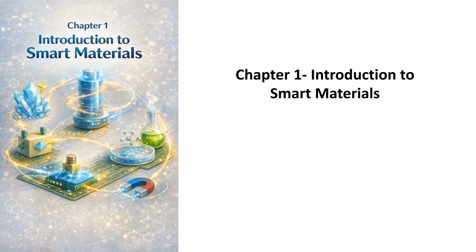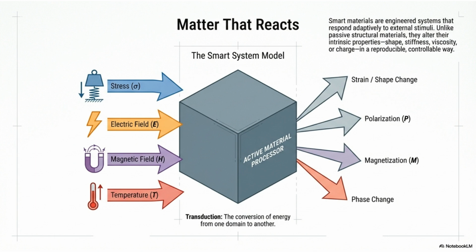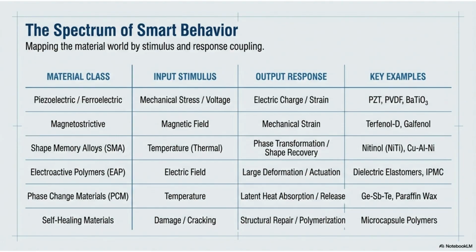Welcome to Chapter 1, which introduces the fascinating world of smart materials. Smart materials are engineered systems that respond adaptively to external stimuli. Unlike passive materials, they alter their intrinsic properties in a reproducible, controllable way. The spectrum of smart behavior maps material classes to their input stimuli and output responses.